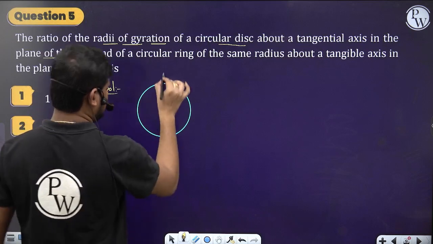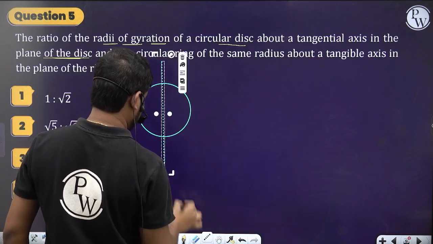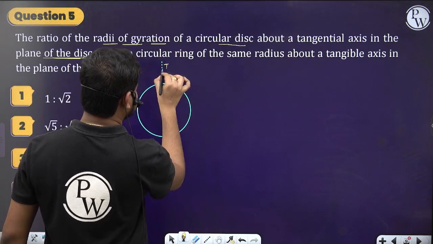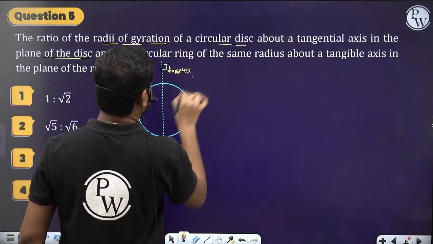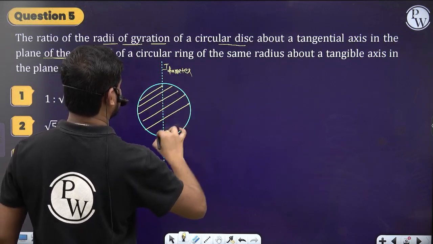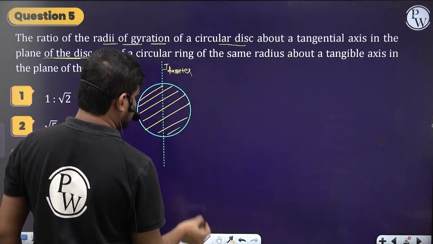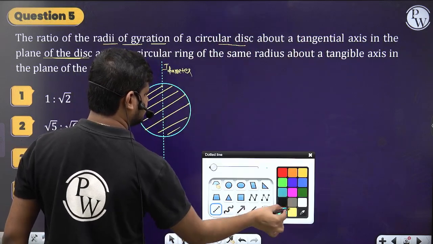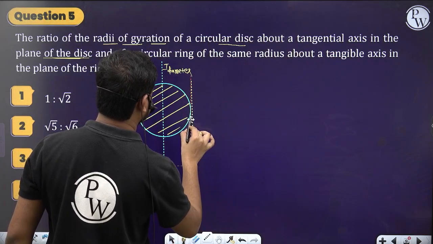I already know the moment of inertia about the diametrical axis. This is a circular disc I am taking. Now they are asking about a tangential axis. About a tangential axis means I will take this one, at this point.